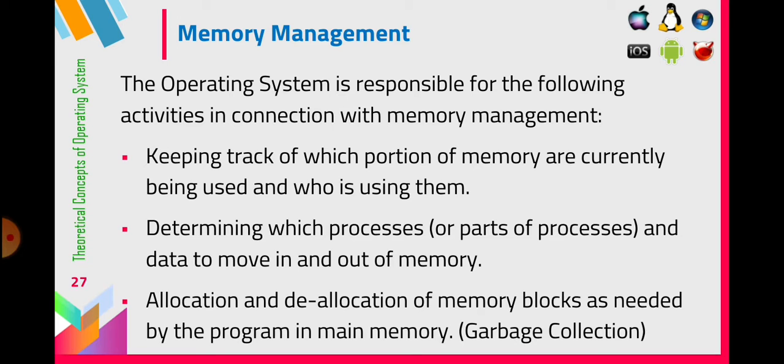Determining which processes, or parts of processes, and data to move in and out of memory. The OS can determine which process and data to move in and out of memory. We know that at the time of processing, the processor takes data from the main memory. The OS maintains which data is moving to the processor, which data is processed, and that it is returned to the output devices. All these details are maintained. Allocation and deallocation of memory blocks as needed by the programs in main memory, and garbage collection.